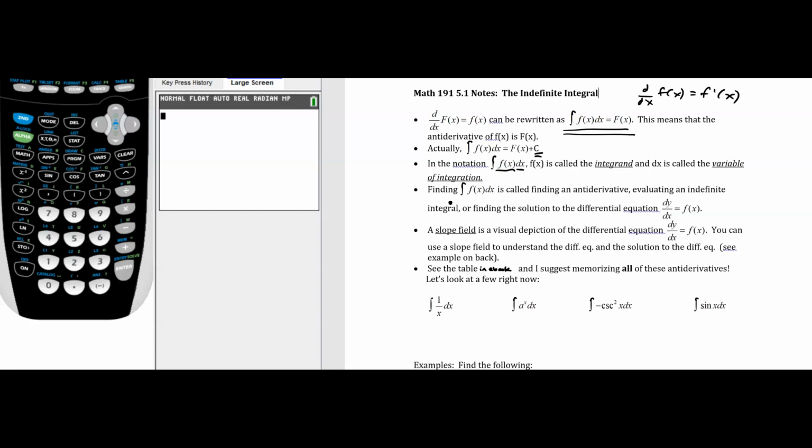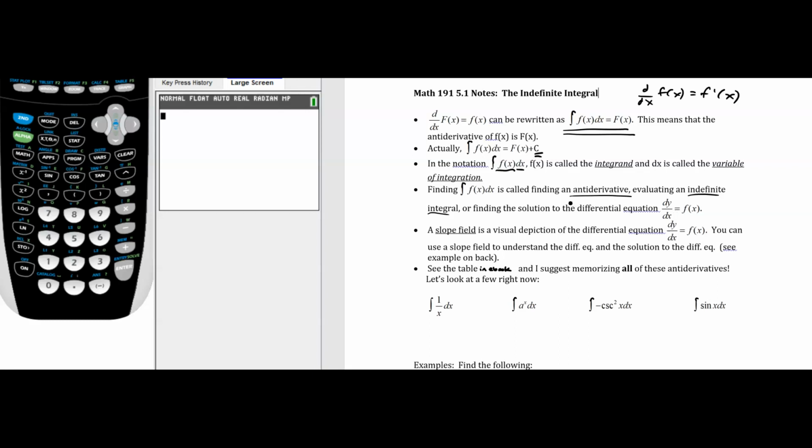And like I was saying, there's all kinds of names that this goes by. So finding the indefinite integral of f of x is called finding an antiderivative. It's called evaluating an indefinite integral. It's called finding the solution to a differential equation dy over dx equals f of x. Those all mean literally the exact same thing.